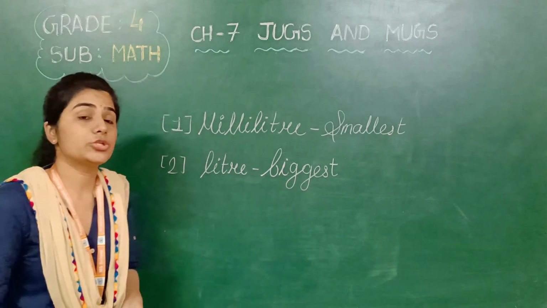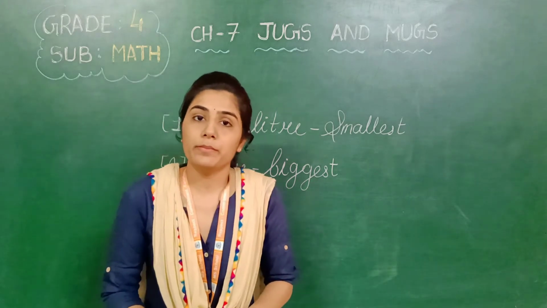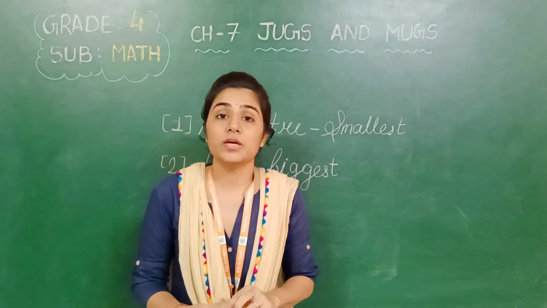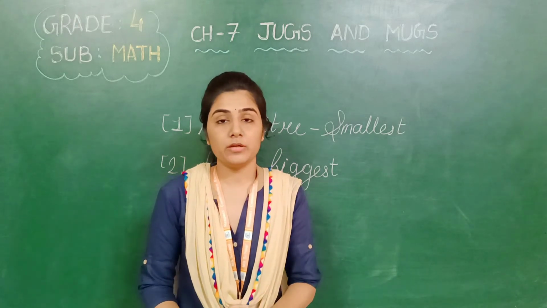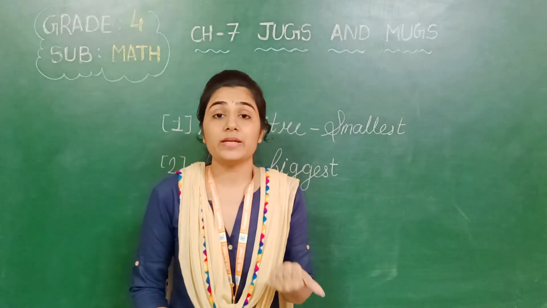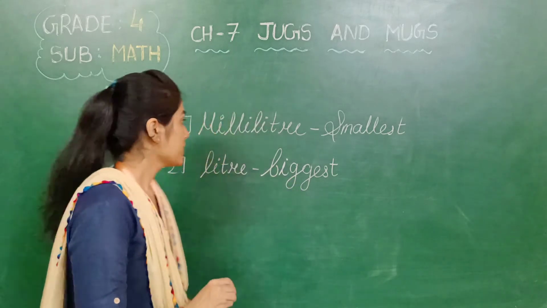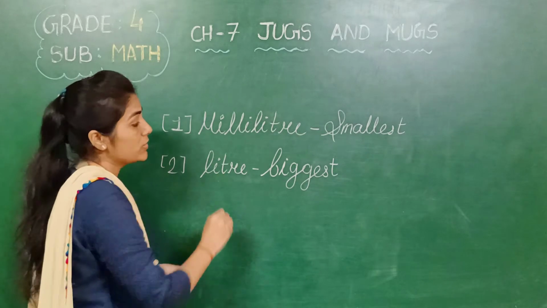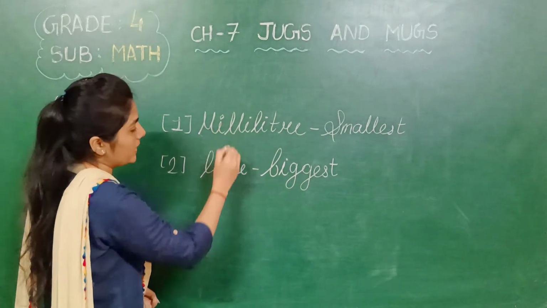And what is the relation between this milliliter and liter? So I think you remember that in chapter number 2 we learnt about the units of length, right? Meter and centimeter. In that also we did that formula that 1 meter is equal to 100 centimeter. Similarly, between these 2 units also we will learn the relation. Means what is the relation between milliliter and liter.